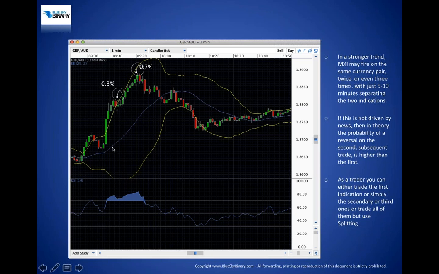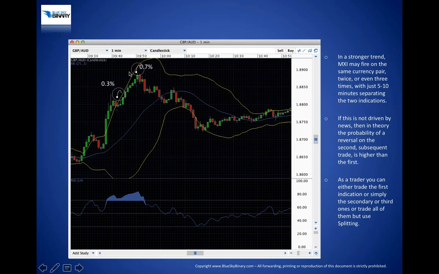You're trading the bounces. Then it goes to say that you should be trading the MXI outside of news. There's no point if you see a major news event that's just happened or it's about to happen, and the price shoots up and the MXI fires. Why do you want to trade that? You're subjecting your portfolio to unnecessary risk.